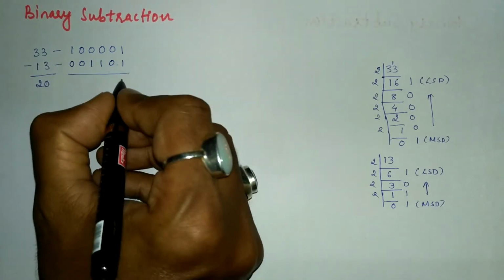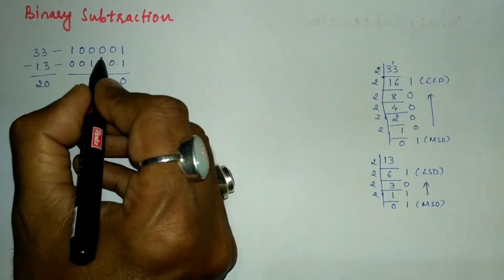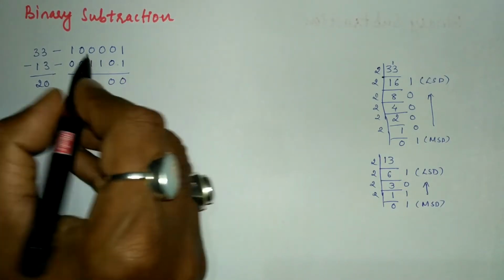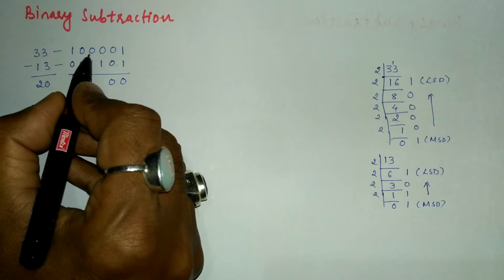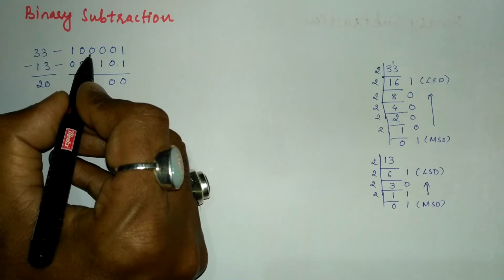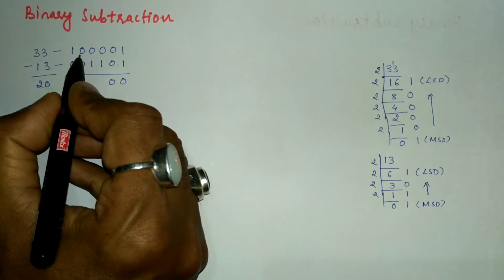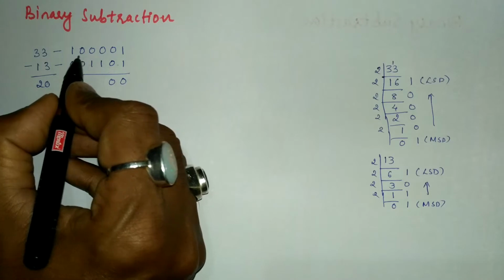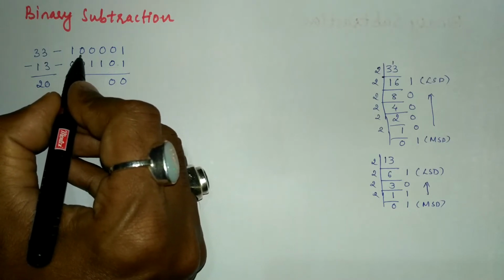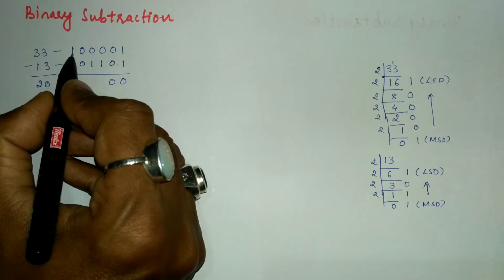1 minus 1 will become 0. 0 minus 0 will become 0. Here I cannot subtract 1 from 0. I have to check for a borrow from the left hand side column. But in the left hand side column also we have got 0. Next we have to look for 1, that is bit number 1 in the next left column. Here also we found 0 only. Again you can look for bit number 1. Here we found bit number 1.